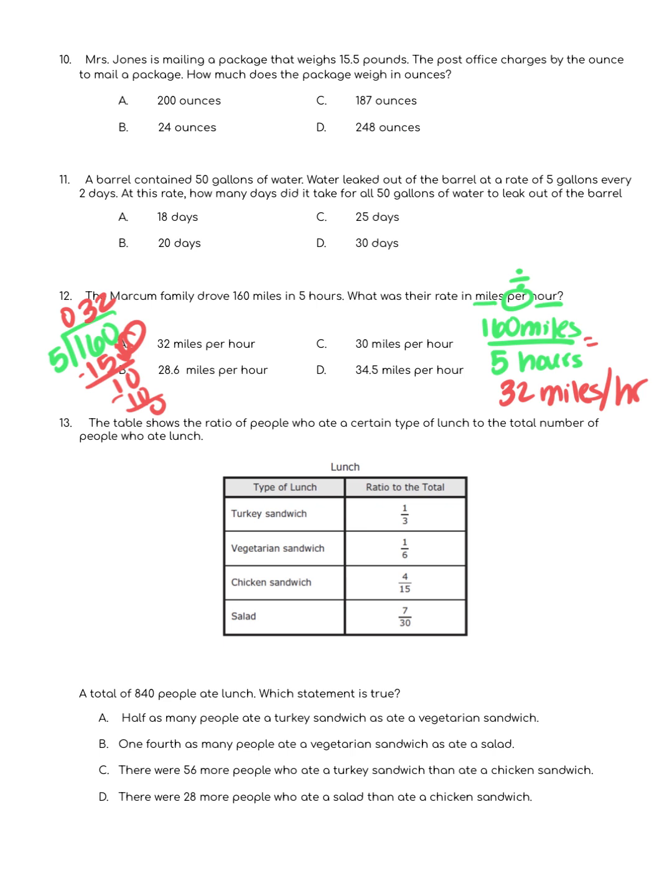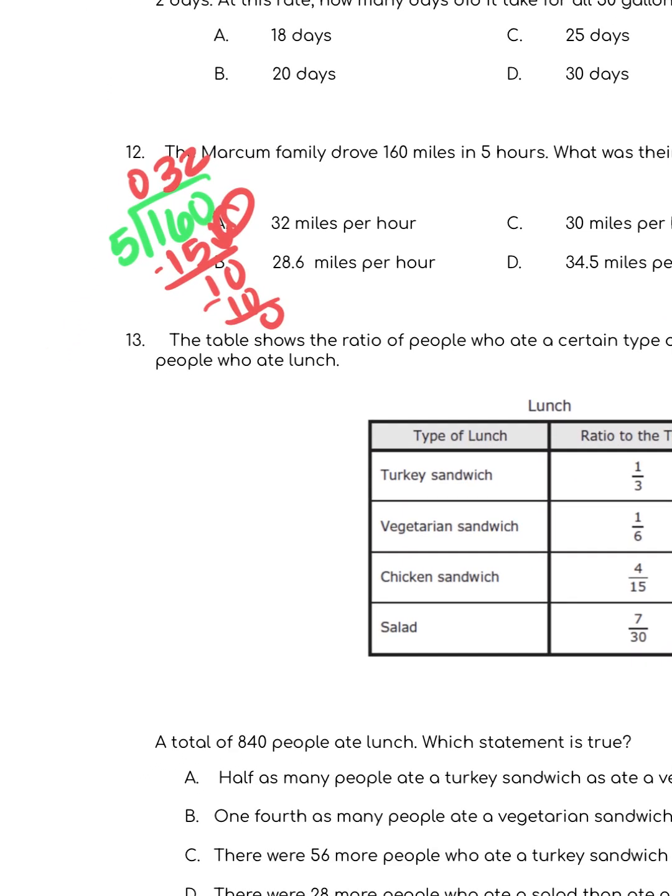Which statement is true? Well, I'm going to need to figure out how many people ate each thing. So I'm going to be setting up proportions. I'm going to start with a turkey sandwich. So turkey sandwich, turkey over total. I know that 1 out of 3 people ate that. So I want to know how many would that be out of 840 people. So I can do cross products.